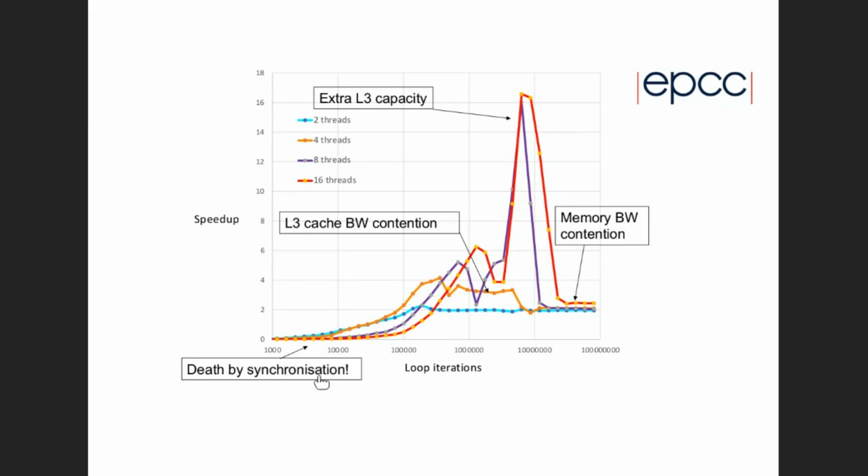Once we get beyond that, you can see that for 2 threads, that's the blue line here, after a certain point I reach a speed up of 2. And that persists all the way out to very large iteration numbers, very large arrays.